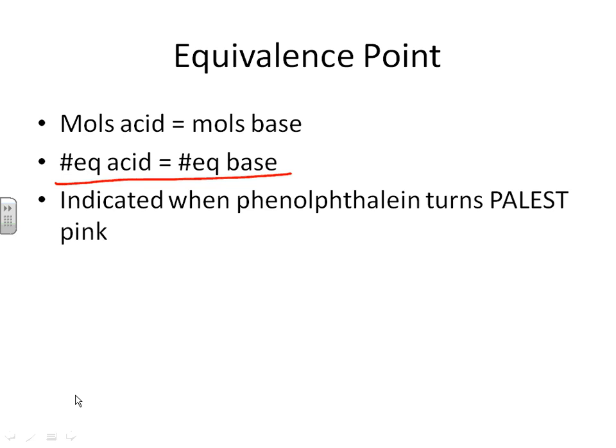You can tell if it's pale pink and not colorless by putting a piece of white paper under your flask. That's the best way to tell. And the ideal situation is that it is so pale pink that you have to call me over to ask if it's pink, that you yourself are not sure.